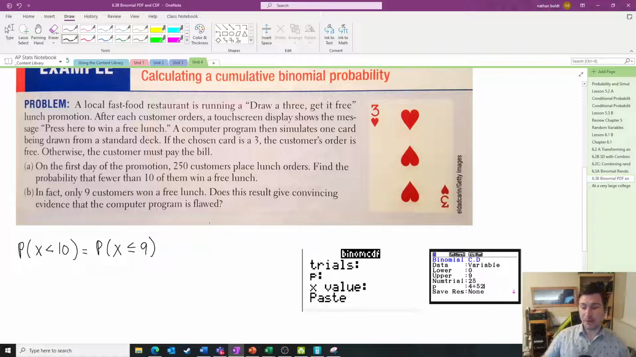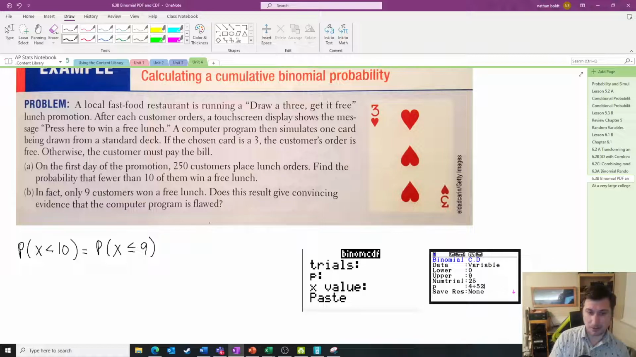But even before that, we should give a nod to the idea of, is this actually a binomial problem? Right now it obviously is, but in the future you are going to have to decide: is this binomial? Is this normal? Is this geometric? Or is this something else? So, BINS: is this a binary option? Yes, you either get a 3 or you don't.